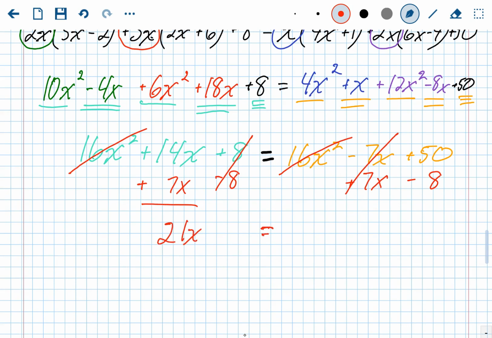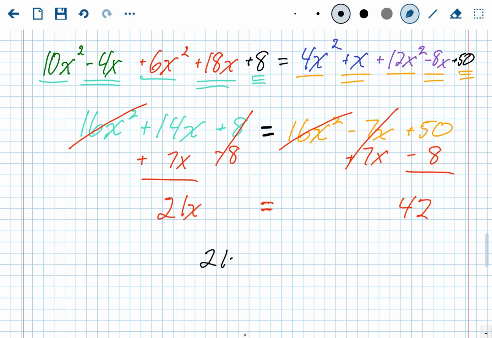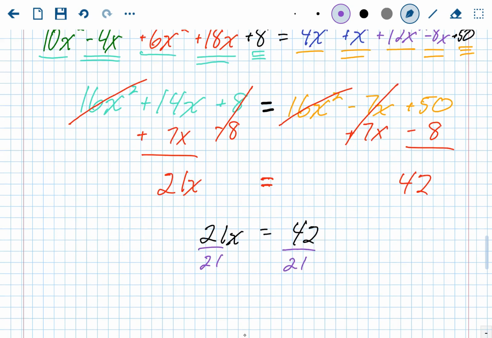Equals the right side. What's left on the right side? Well, the 16x squared went away. The negative 7x went away. We're just left with 50 minus 8, which is 42. So I'm left with the equation now, 21x equals 42. And this is a one-step equation that we know how to solve. Divide both sides by 21, and x equals 2.